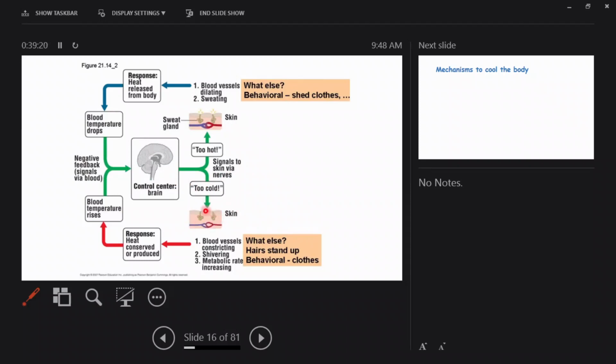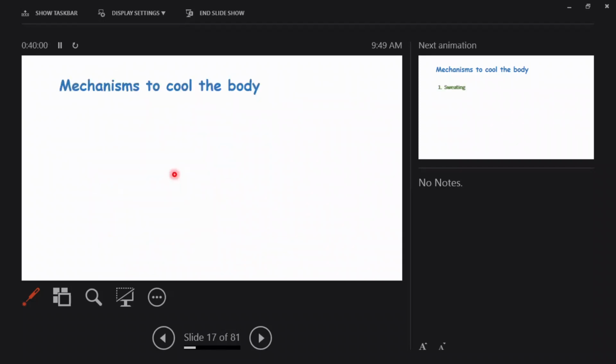If it's too cold, the signal goes to the skin via nerves, and to the skin and muscle, causing blood vessel constriction. If too hot, blood vessels dilate; if too cold, blood vessels constrict, moving blood away from the skin. It also causes the muscles to shiver and the metabolic rate to increase, so heat is conserved or produced. Then blood temperature rises, and homeostasis is restored.